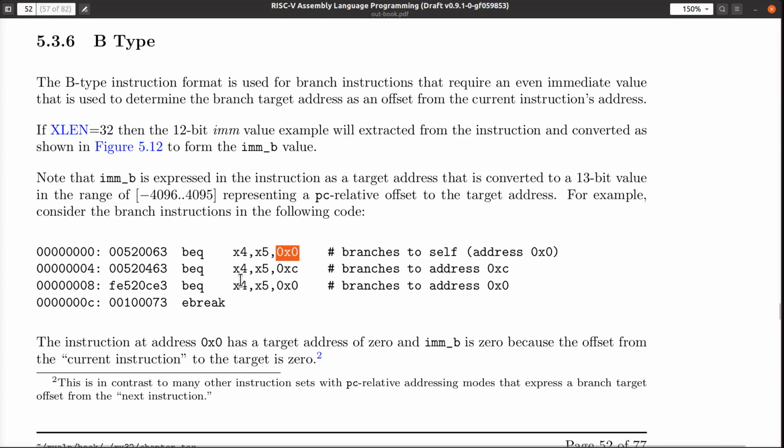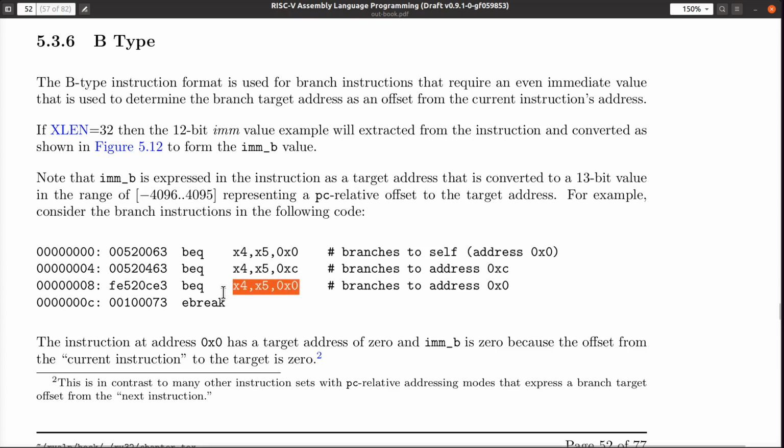Look what's going on down here. I've got branch if equal again, now I'm going to say branch to address C. It could be a label. It could just be a hard-coded address number in my source code. Okay? Here's the same instruction again, branch if equal, yada, yada, yada, to address 0.